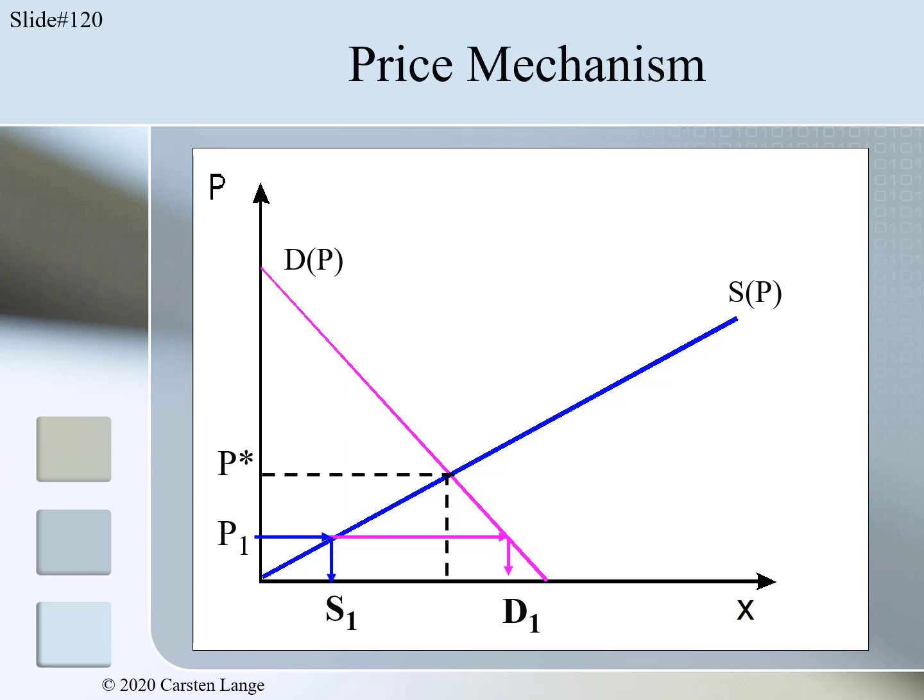The demanded quantity is greater than the supplied quantity. This means consumers are planning to buy more in this market than producers supplied. The price will increase, and this moves the price towards the equilibrium price.